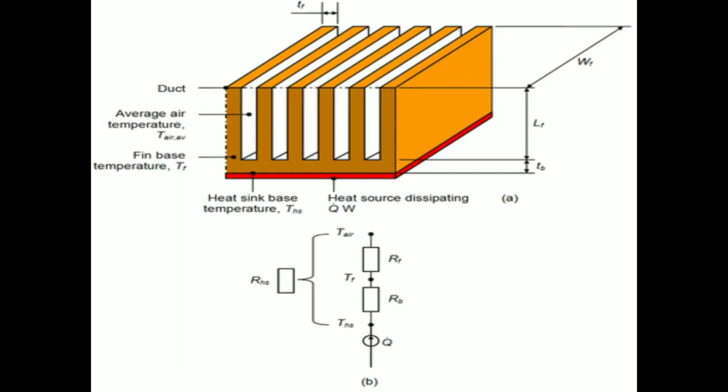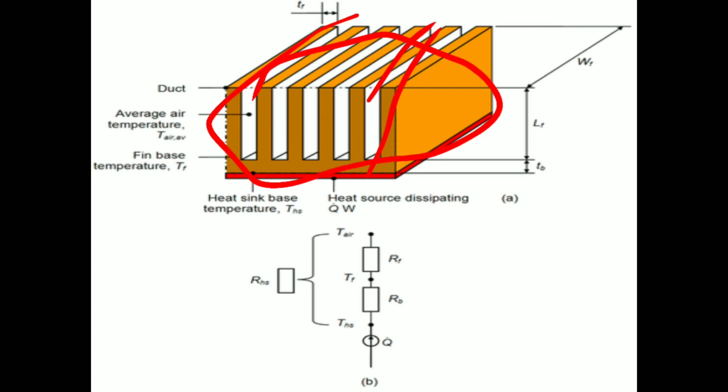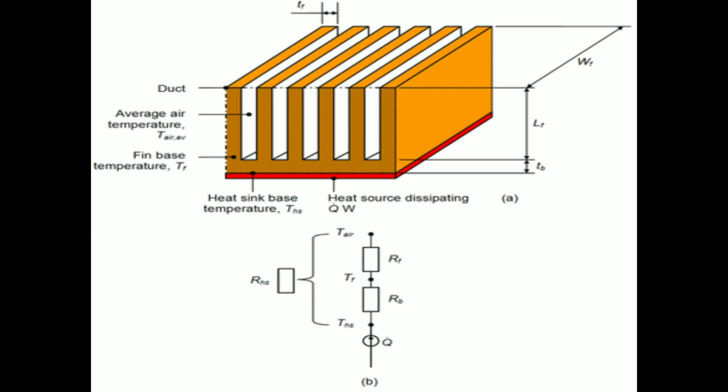Here we can see different types of fins. Instead of using a single part of the heat sink, fins are used, meaning different parts are used. Through this, the surface area will increase and the heat dissipation will work properly.